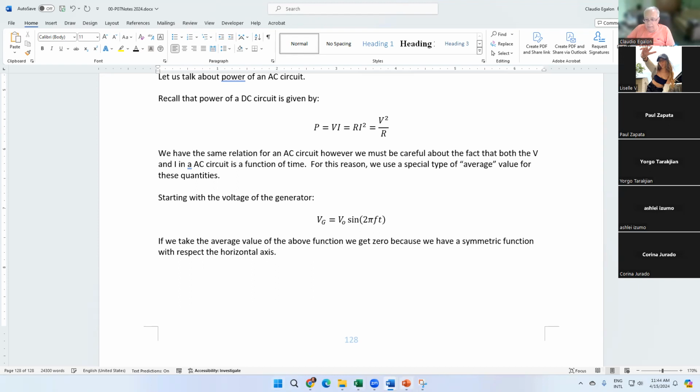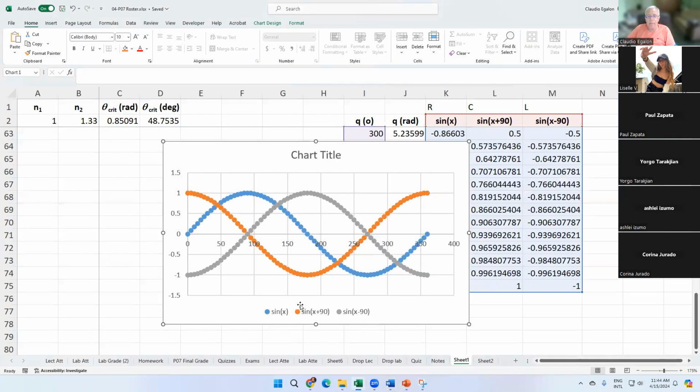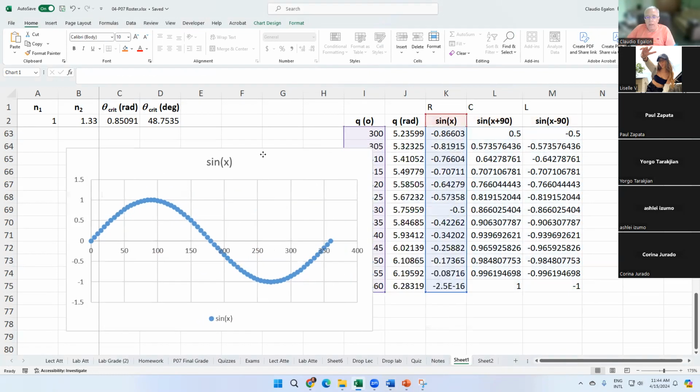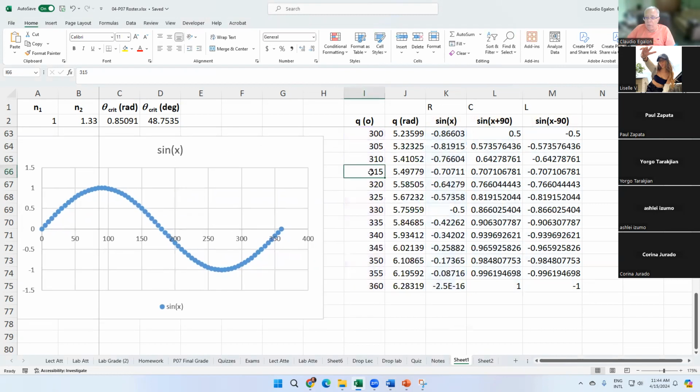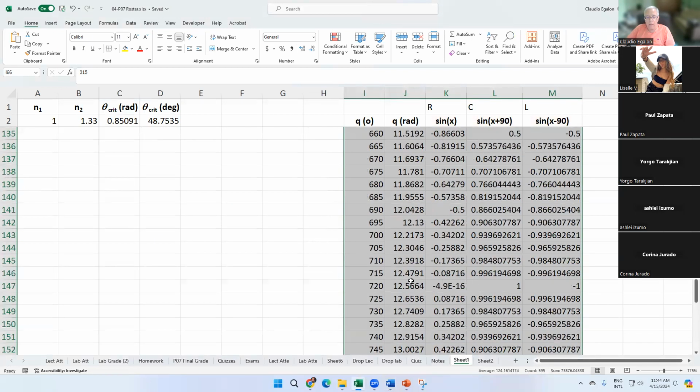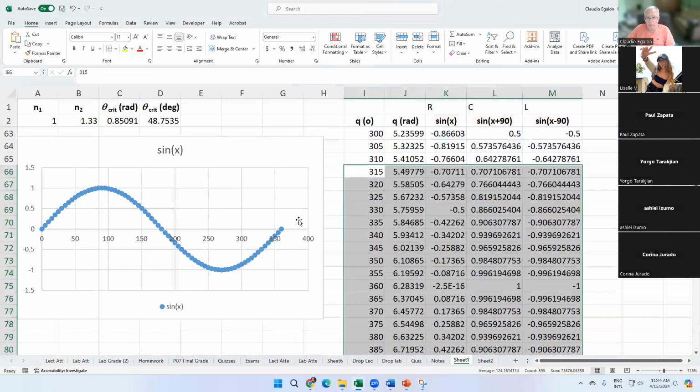Let's go back there. Think about this. I'm gonna explain that. And I'm gonna add more stuff here too. More oscillations to this guy. Okay. Think about this function here.